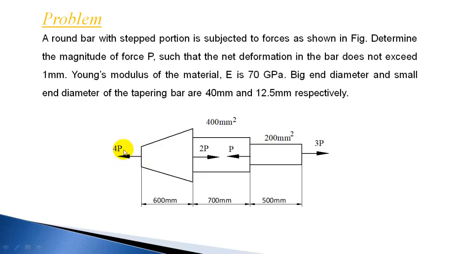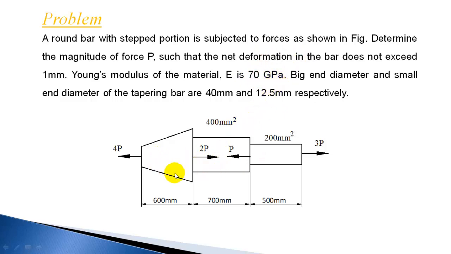The question is to find out the magnitude of P so that there will be a total elongation of 1 mm. The elongation should not exceed 1 mm, so you are finding out the maximum force P that can be applied. Once you know P, you can find 2P, 3P, 4P. If you get 100, then 2P is 200, here it is 300 Newton and here it is 400 Newton. The material is the same, Young's modulus is 70 gigapascal.